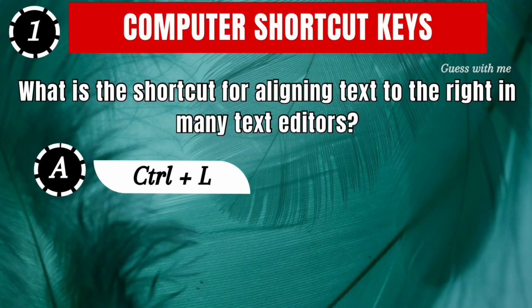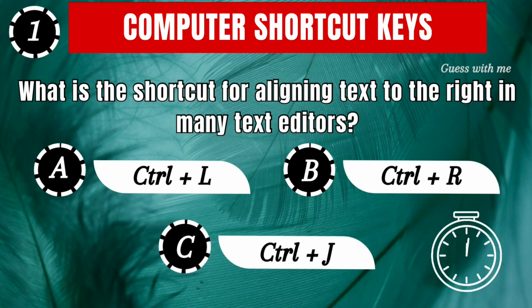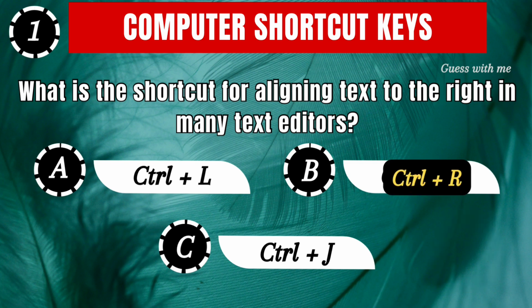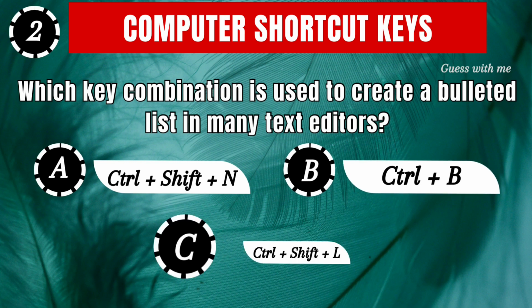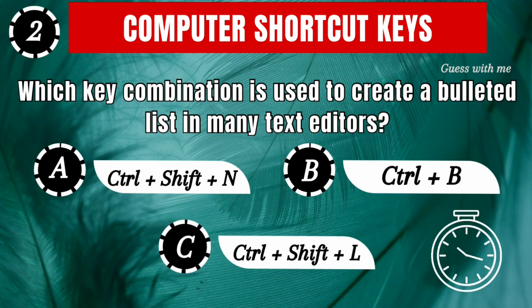Number 1. What is the shortcut for aligning text to the right in many text editors? Option B is right. Number 2. Which key combination is used to create a bulleted list in many text editors? Option C is right.